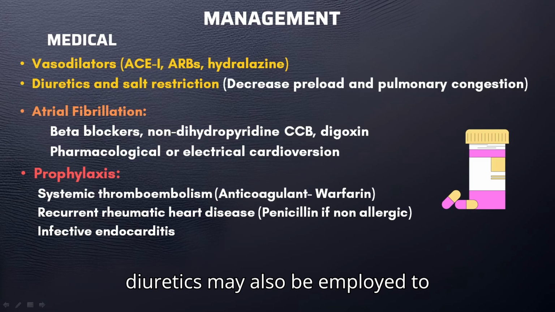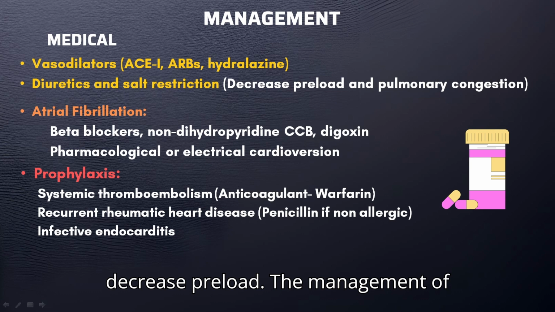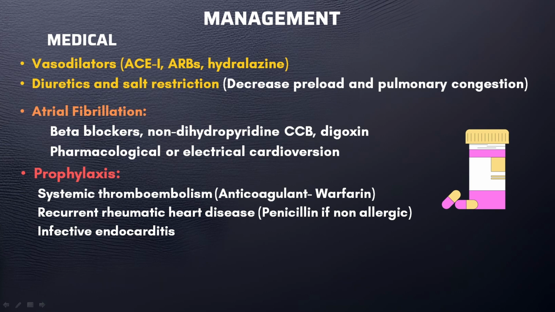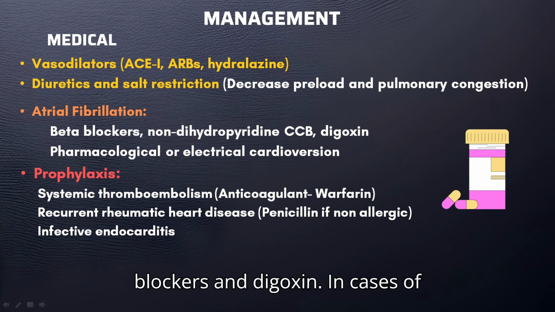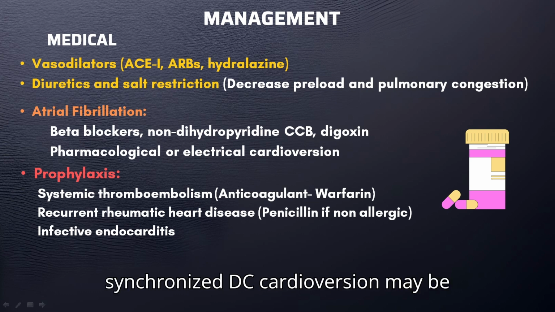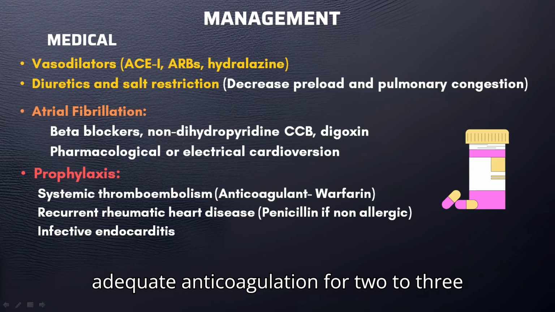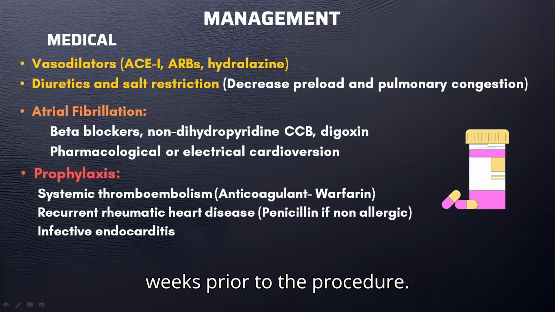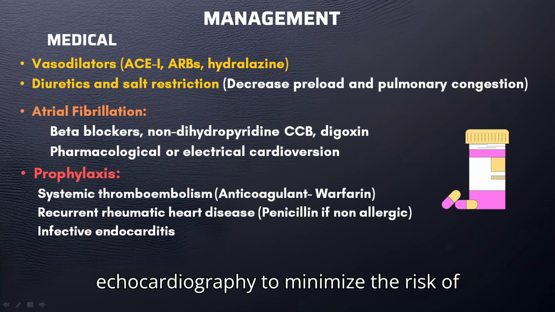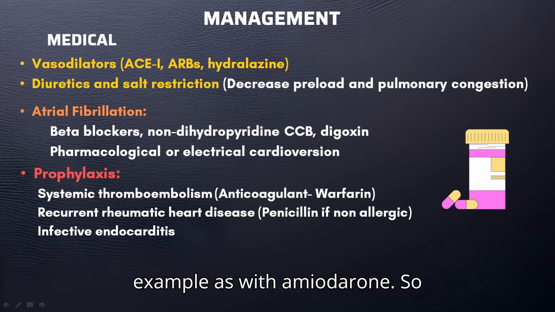Additionally, diuretics may also be employed to alleviate pulmonary congestion and decrease preload. The management of atrial fibrillation often involves rate controlling agents such as beta blockers, non-dihydropyridine calcium channel blockers, and digoxin. In cases of hemodynamic instability, a synchronized DC cardioversion may be necessary and should be accompanied by adequate anticoagulation for 2 to 3 weeks prior to the procedure. Alternatively, a transesophageal echocardiography to minimize the risk of systemic embolization. This also applies to pharmacological cardioversion, for example, with amiodarone.